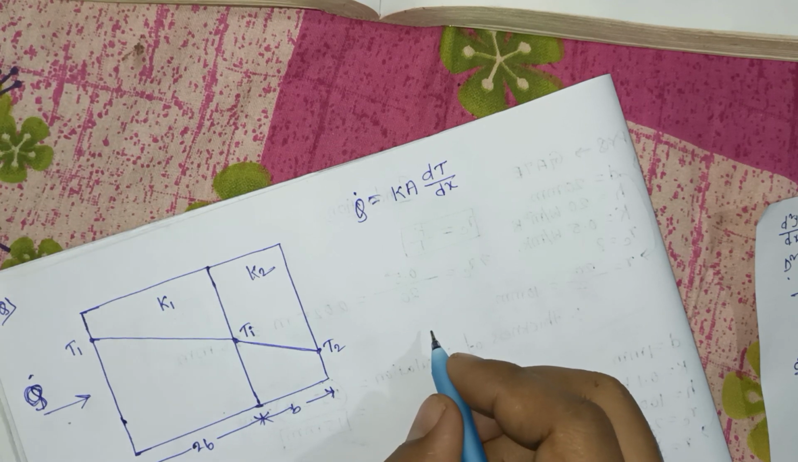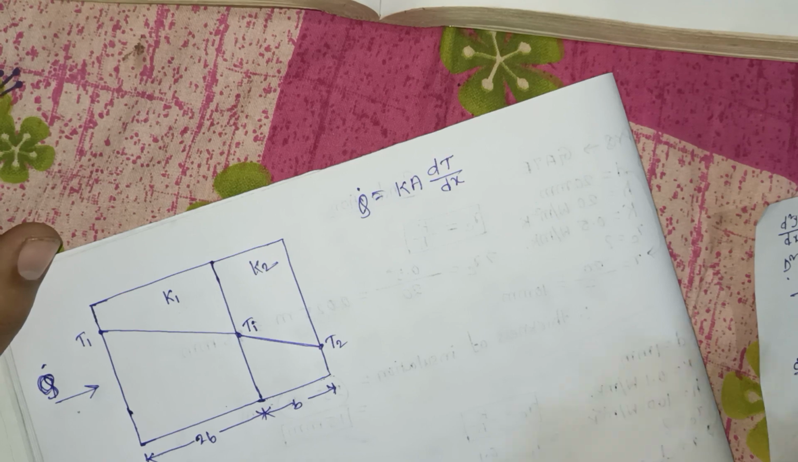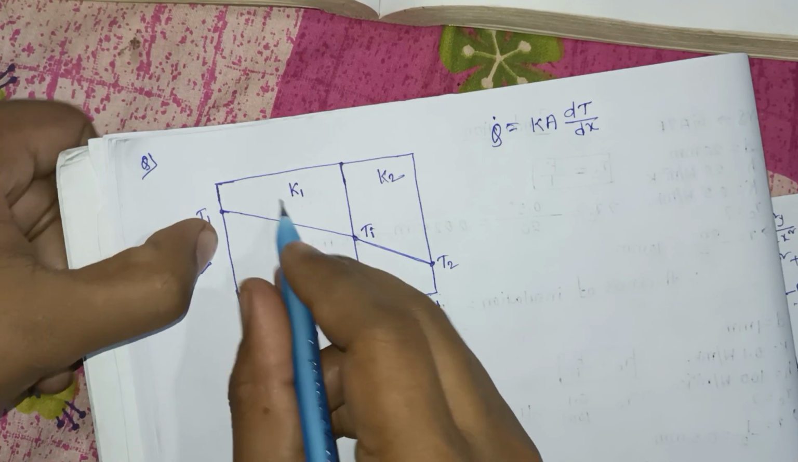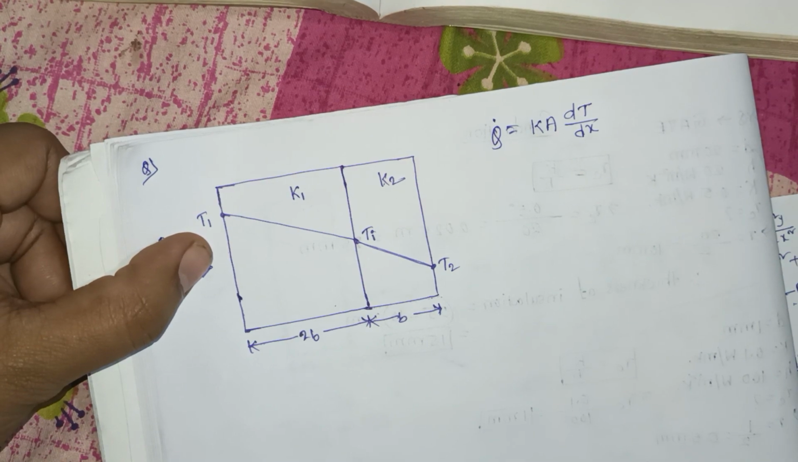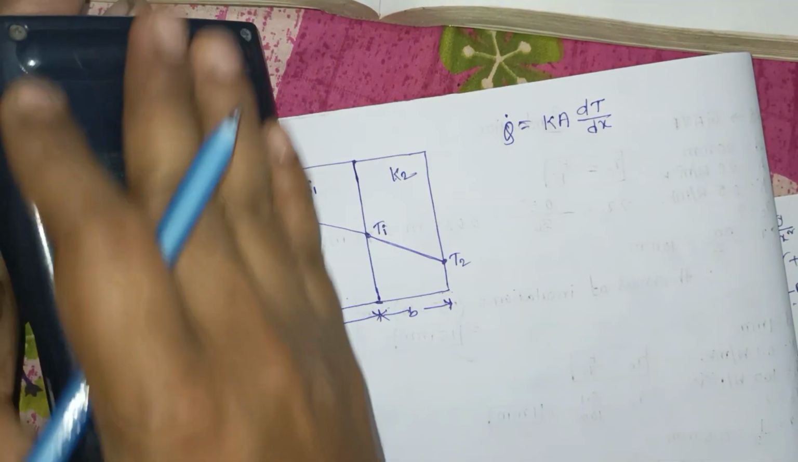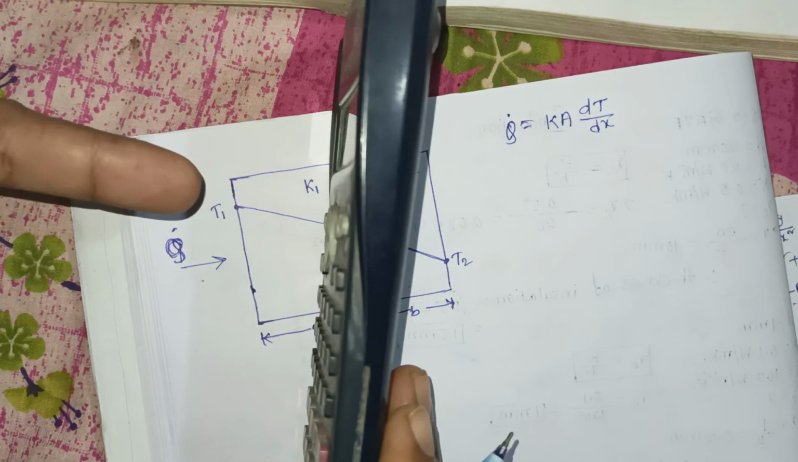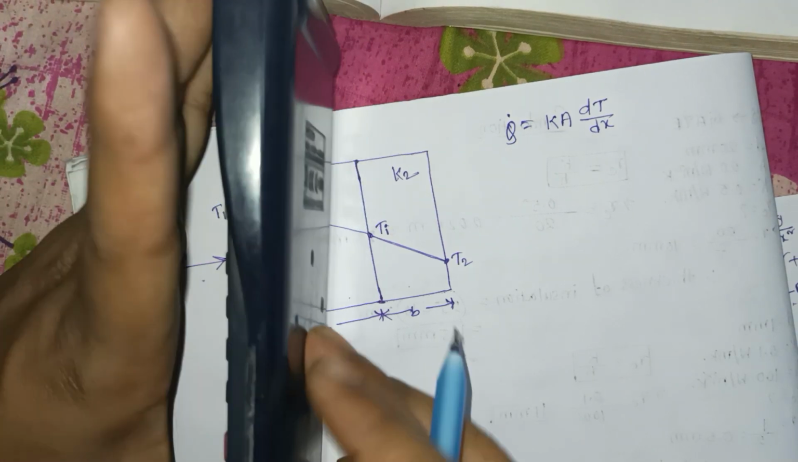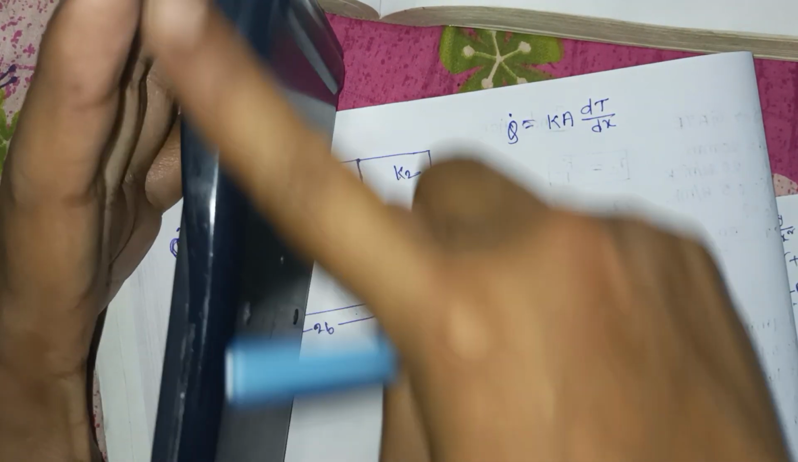Okay, so what is K? K means thermal conductivity and A means area. What area? Suppose this is the plate. What is the area? This is the area, and the heat flows from this side to that side. So what is the area? This area, not this area.